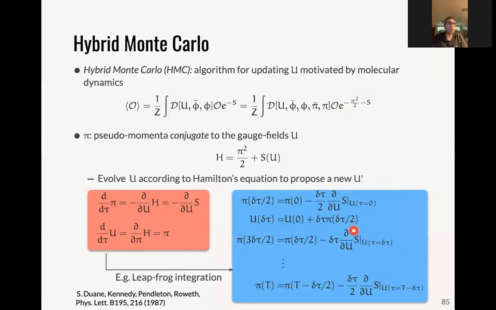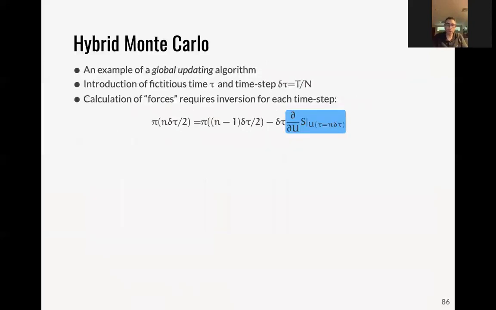And so it's not important exactly what's going on here, but what I want you to see is that you do this integration in time steps. So in one time step, you evolve the pi's, the so-called momenta. In another time step, you evolve the gauge links. You do this iteratively until some time that you decided, big T, for a given number of time steps. And then you take the final gauge field U prime there as your new trial in the Markov chain. So this gives you an example of a global updating algorithm.